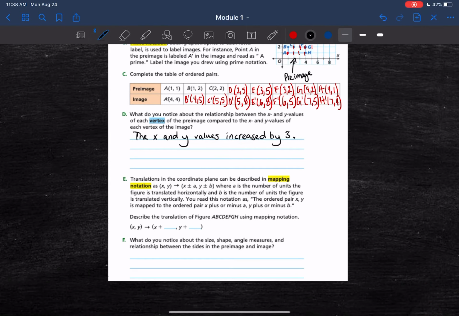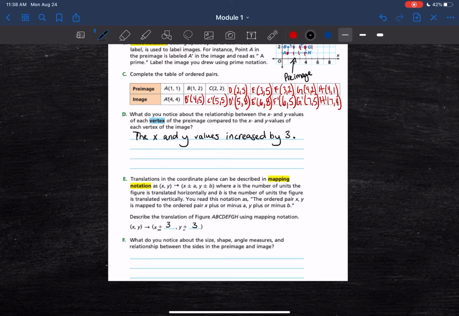Translations in the coordinate plane can be described in mapping notation. All right, so this is an example of what mapping notation is. We're just going to write that our x increased, that's what the plus sign is for, increased by 3, and the y increased by 3. So that's how you're going to write out your mapping notation.